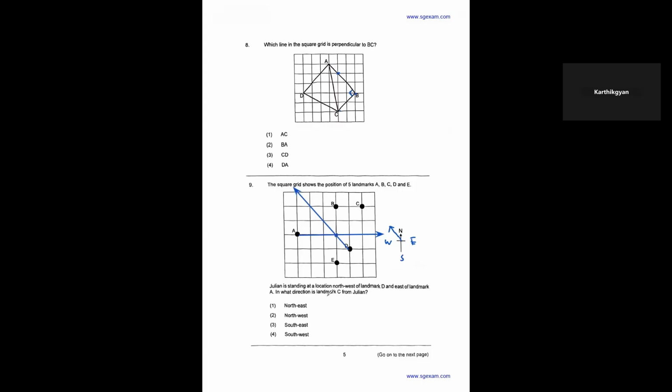In which direction is landmark C from Julian? Underline the part that says from Julian. So from here, where is C? If you draw towards C, it's pointing diagonally in this direction. In your compass, this direction shows northeast. So your answer is option 1.